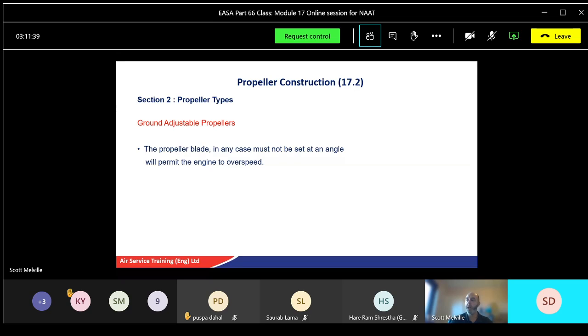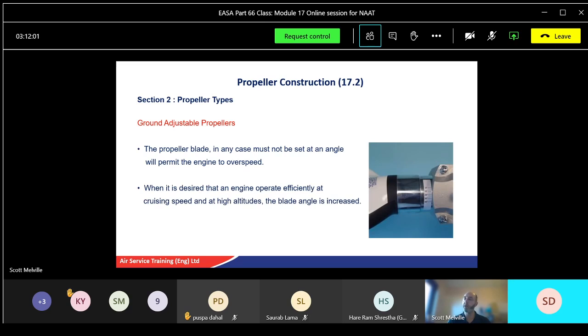The blade in any case must not be set at an angle which will permit an engine to overspeed. So yes, we can change the angle of attack to quite a small one, or blade angle, I keep saying, sorry. But if we make it too small, there'll be lots and lots of torque there. But again, be careful it doesn't over torque the engine, overspeed the engine.